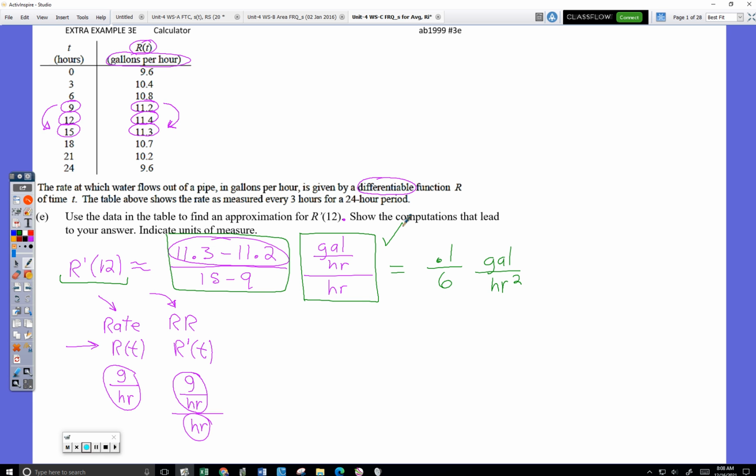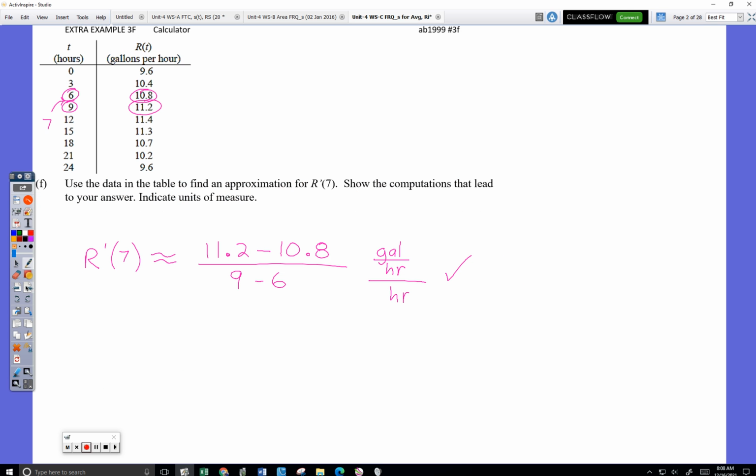Questions? That's it. Keep going. Extra example 3F. Go. I'll just walk through and stop me if you have a question. So do the next example. Let's label this extra example 3F. Stop me if you have a question.